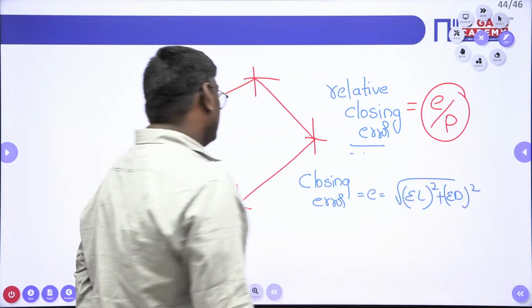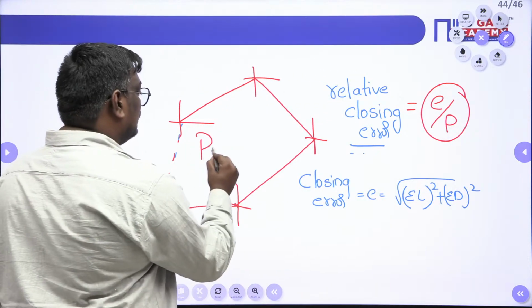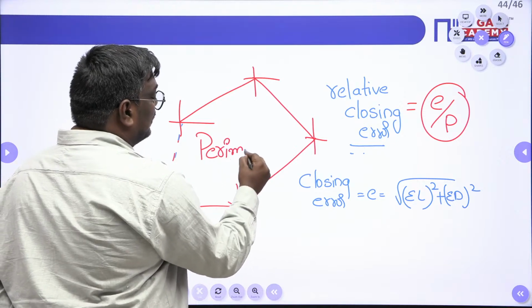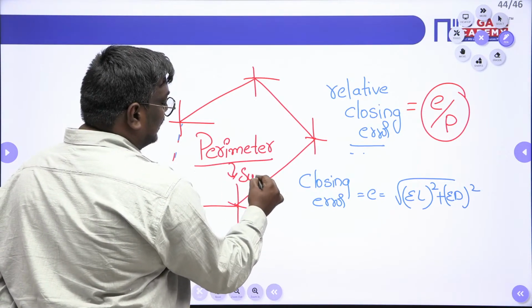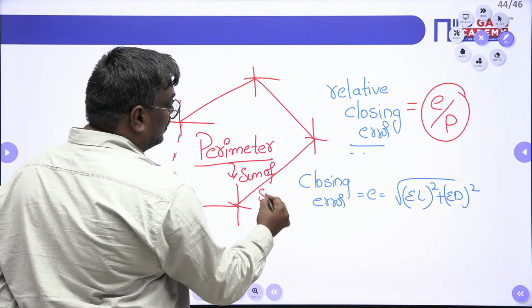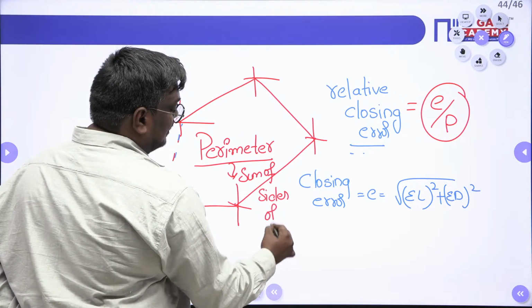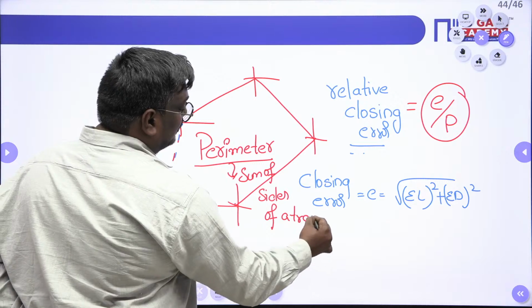What is P here? P is nothing but the perimeter. What do you mean by perimeter? Perimeter is nothing but the sum of the sides of a traverse. So the sum of sides of a traverse is nothing but the perimeter.